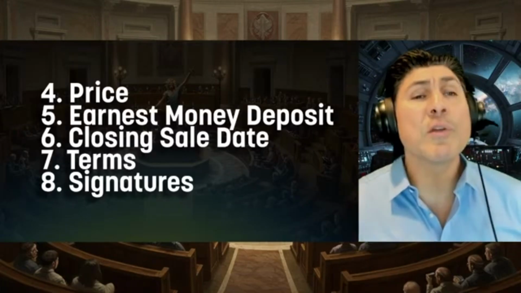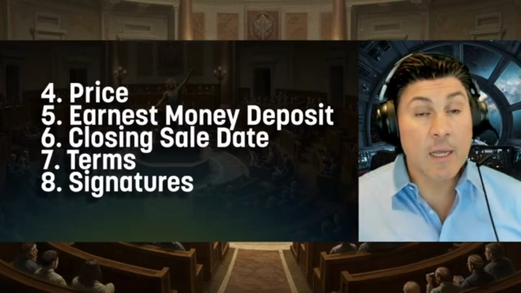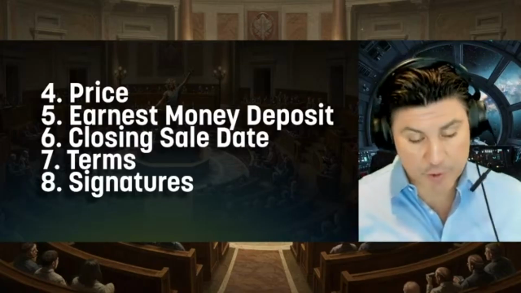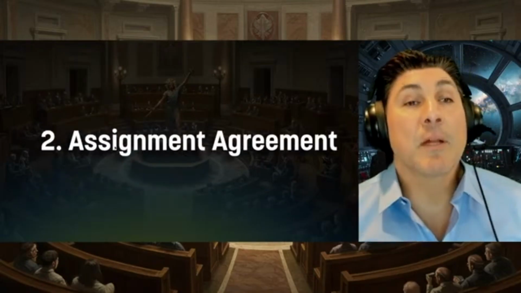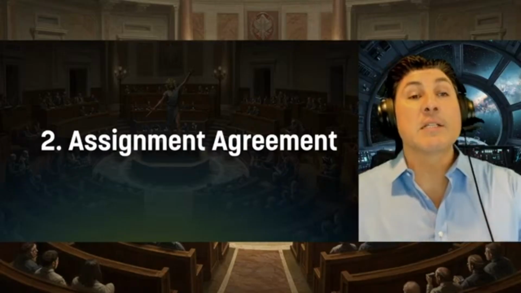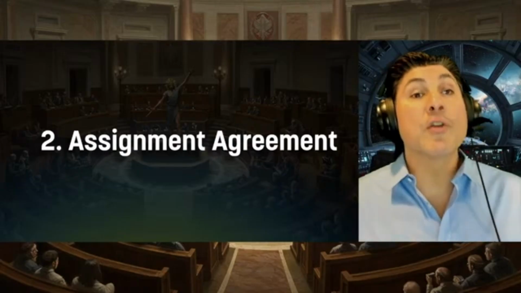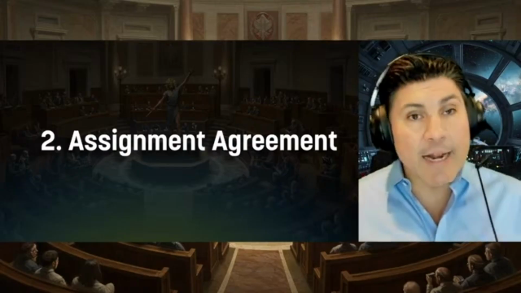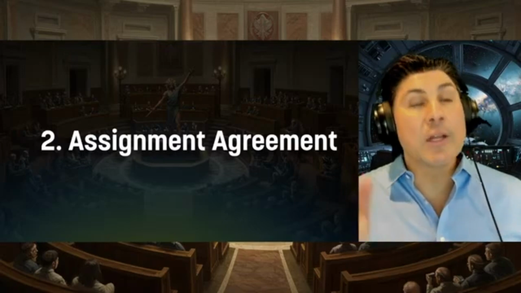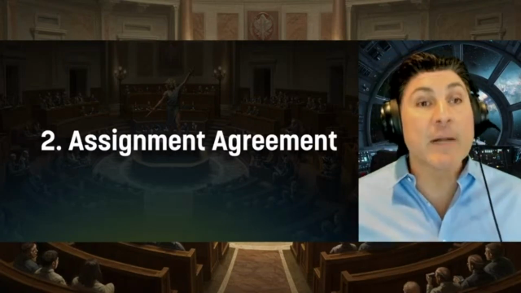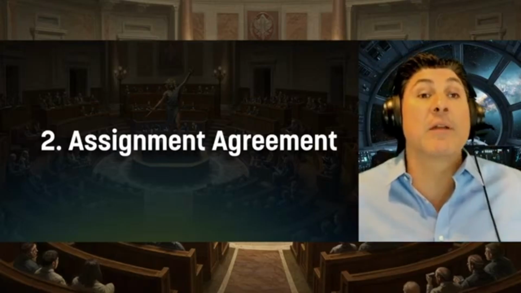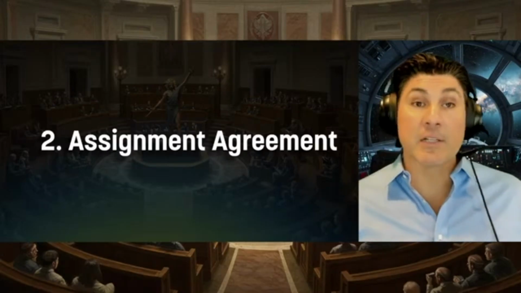Okay, so we just covered the basics of the purchase agreement. Let's move on now and talk about the assignment agreement. The purchase agreement is essentially how you get the property under contract. Congratulations, you've got a deal. Seller has signed, you have signed. It's what we call fully executed, which means everybody signed it. Why they use the term executed, I don't know. Sounds a little morbid, but that's what it is.